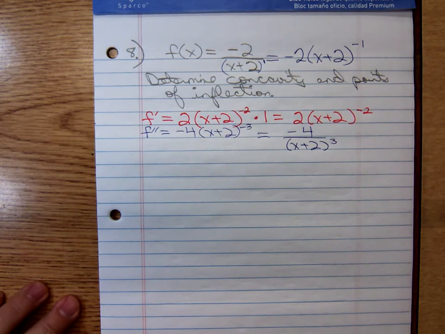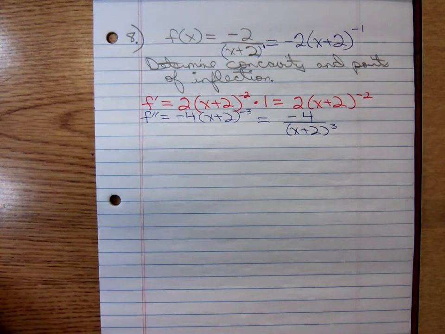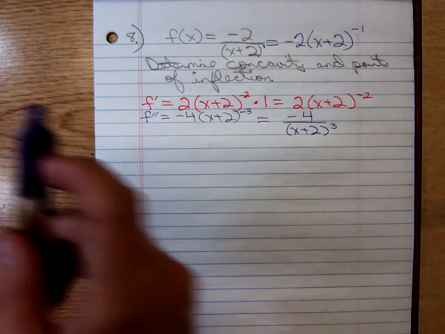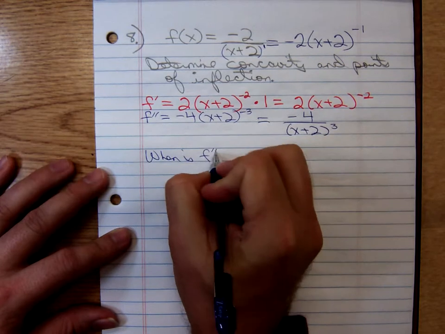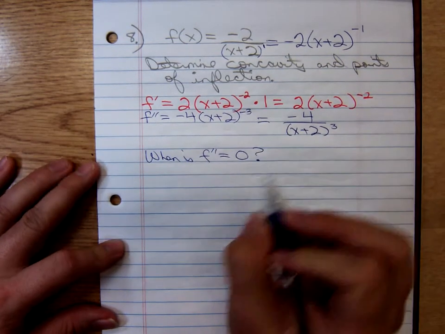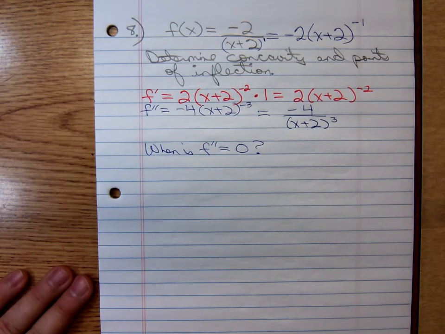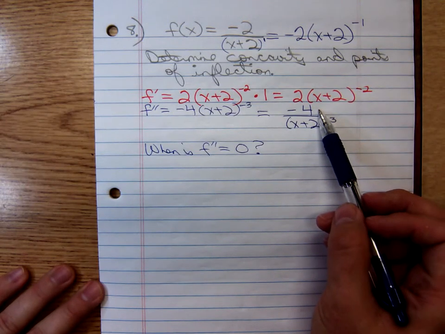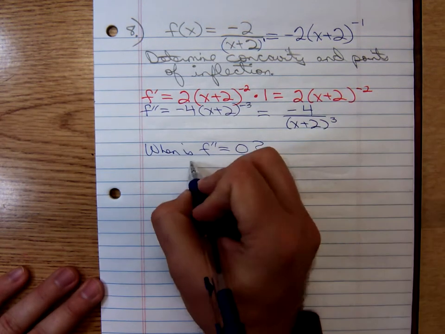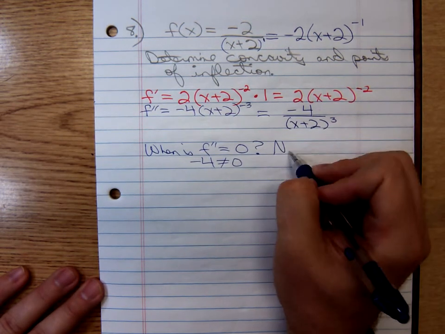Concavity can change when the second derivative is equal to 0 or undefined. So first of all, let's ask our question. When is f double prime equal to 0? I said this the last time. A fraction is equal to 0 when the numerator is 0. When is the numerator equal to 0? Never. Negative 4 never equals 0, so when is f double prime equal to 0? Never.